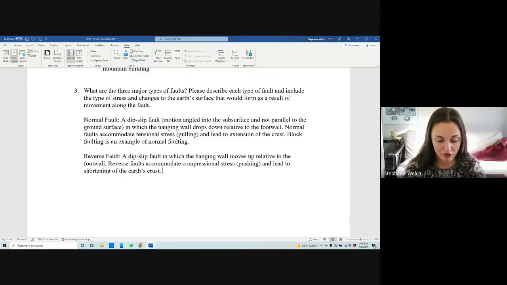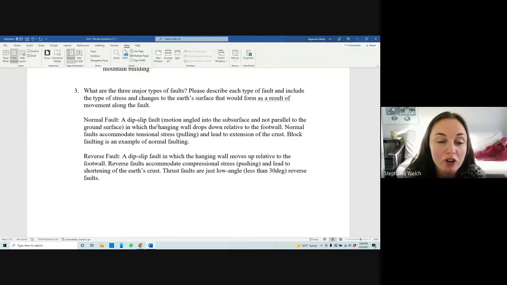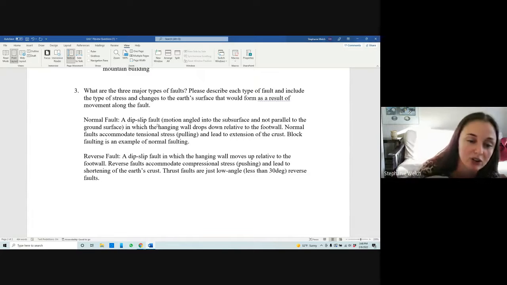The last thing I'll say about reverse faults is that a subcategory of reverse faults are called thrust faults. So thrust faults make up most reverse faults. Most reverse faults are around 30 degrees. Normal faults tend to be higher angle. They tend to be closer to 60 degrees.